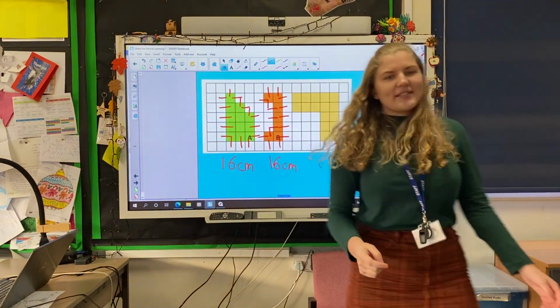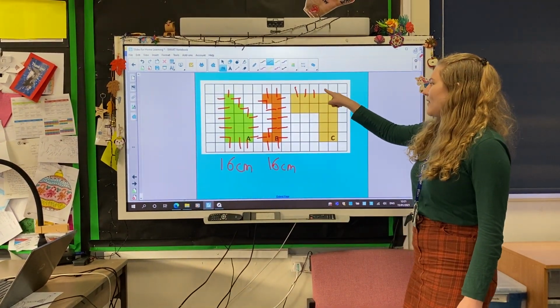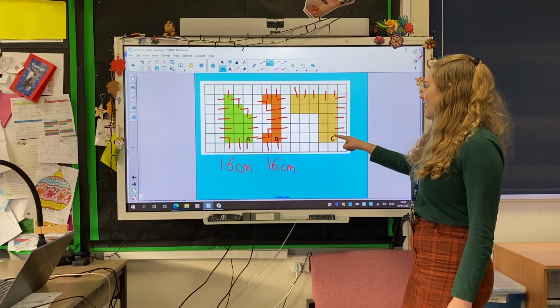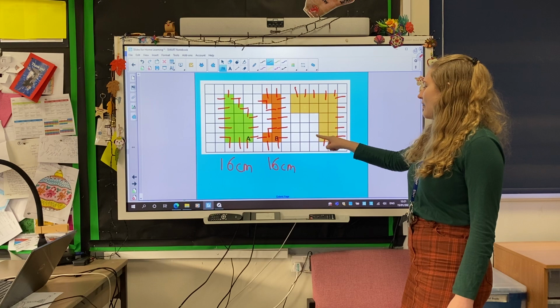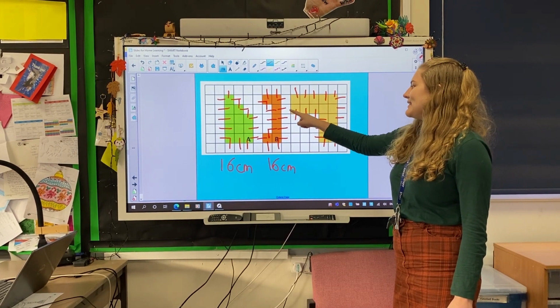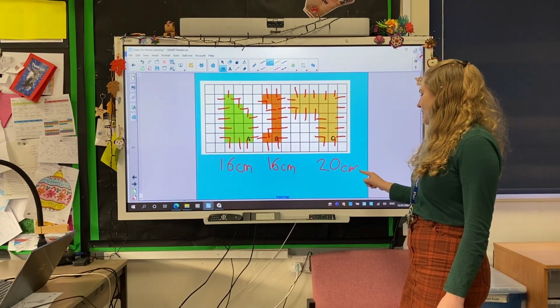Okay, and now let's have a go at C. Are we ready? 1, 2, 3, 4, 5, 6, 7, 8, 9, 10, 11, 12, 13, 14, 15, 16, 17, 18, 19, 20. So that is 20 centimetres.